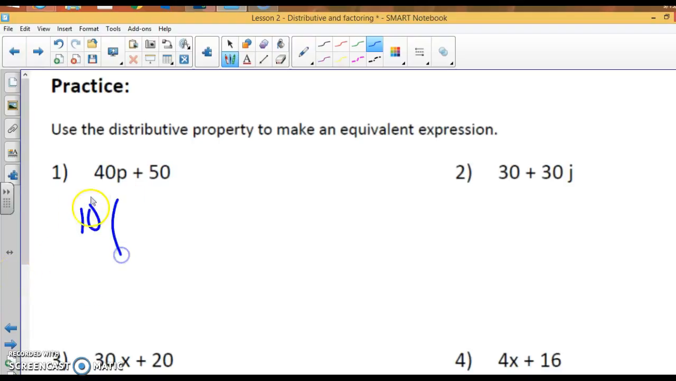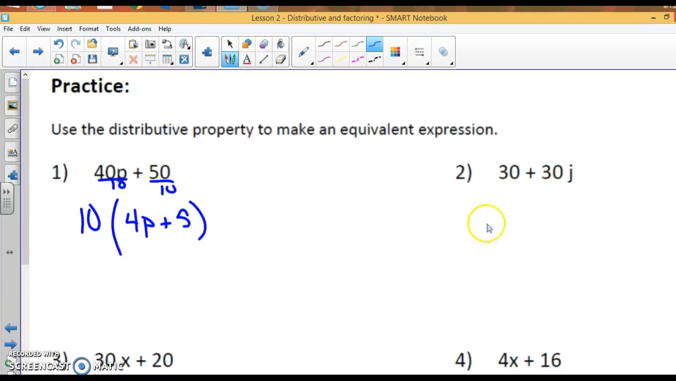So I'm going to bring that out front. Divide these both by 10. 40p divided by 10 is 4p. Plus 50 divided by 10 is positive 5. There's my factored form.